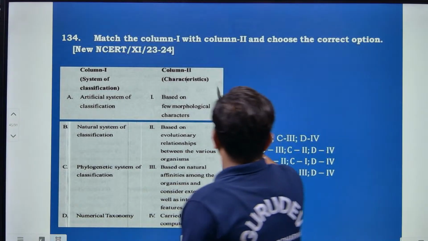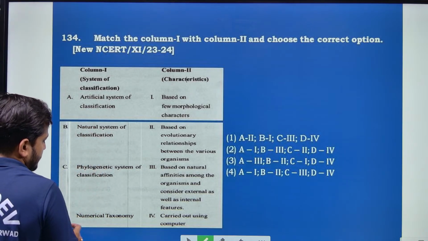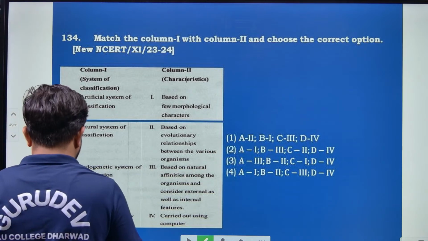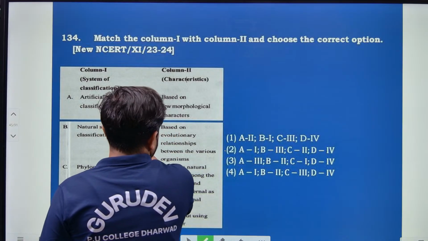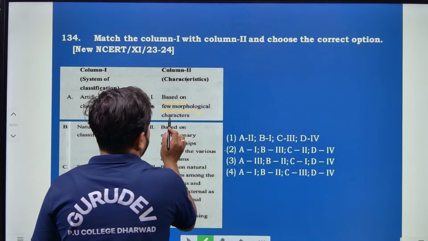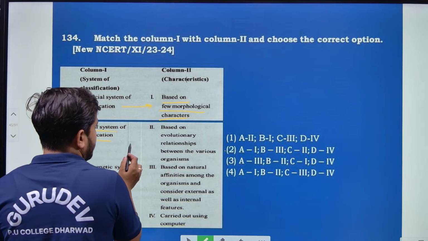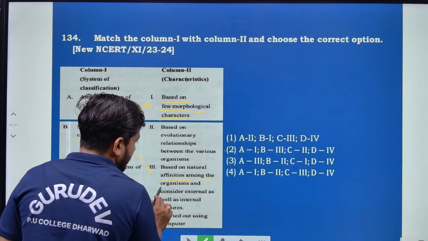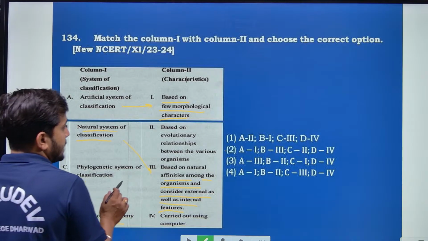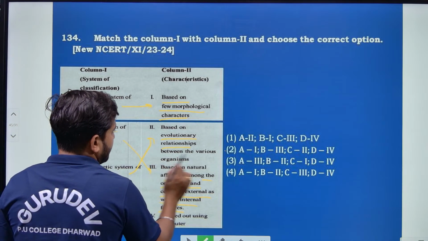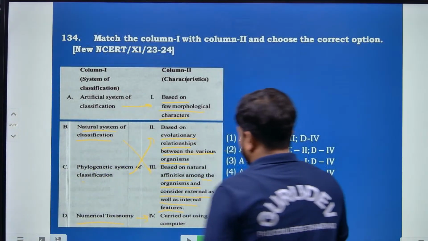Then match column 1 with column 2 and choose the correct options. So artificial system of classification, natural system of classification, phylogenetic system of classification, and numerical taxonomy, and options are given here, right? The artificial system of classification is based on a few morphological characters. The natural system of classification is based on the affinities among the organisms and considers external as well as internal features. The phylogenetic system is based on the evolutionary relationship between various organisms. Numerical taxonomy is carried out using the computer. So here option 2 is correct, right?